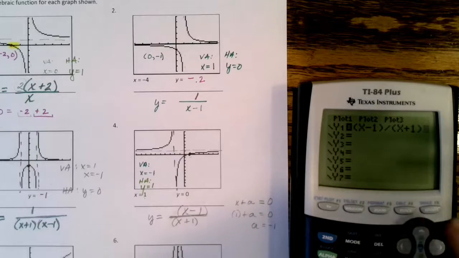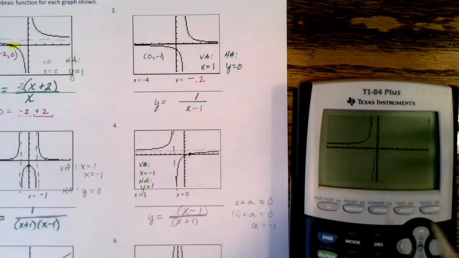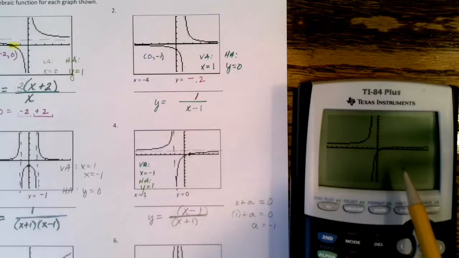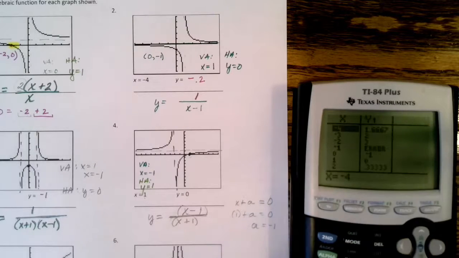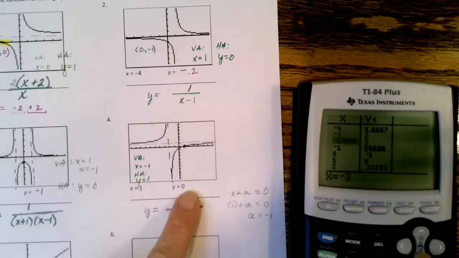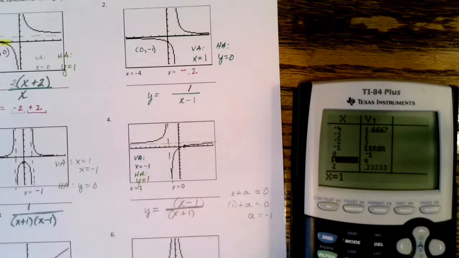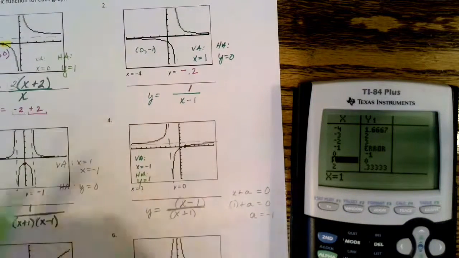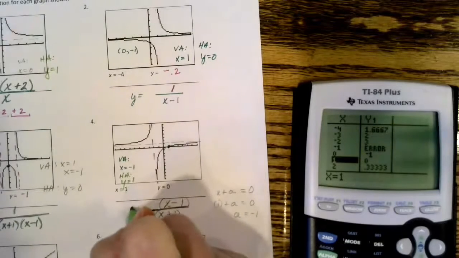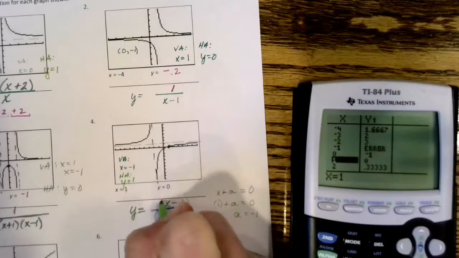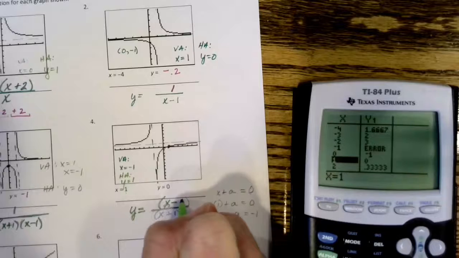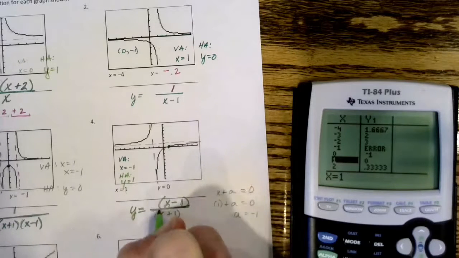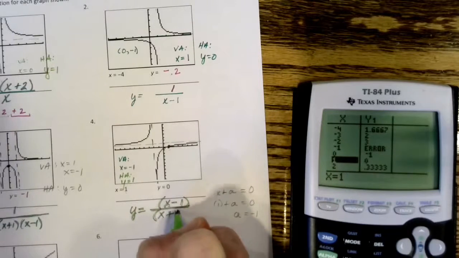Okay, so when I graph it, I'm looking pretty good. Now let's go to the table of values. Do I have x is equal to 1 with an output of 0? Yeah, I'm looking pretty good, which means that I did okay with this function here. My output is equal to x minus 1 over x plus 1.